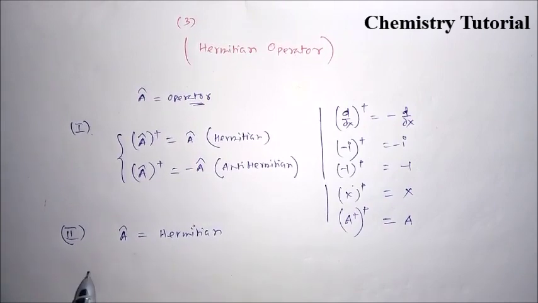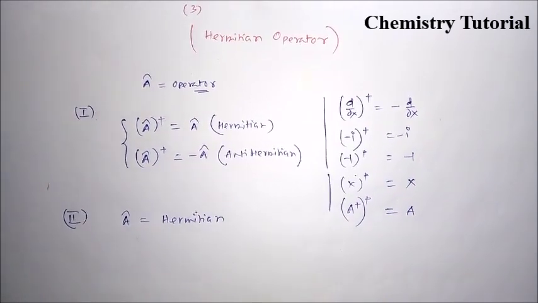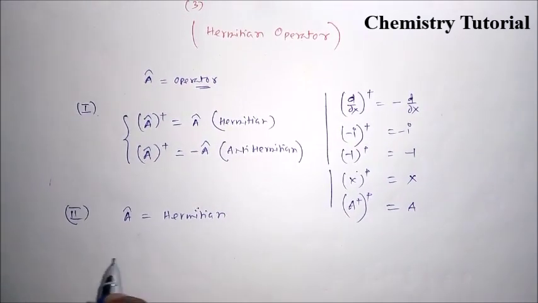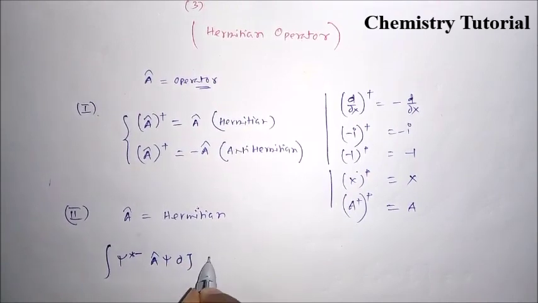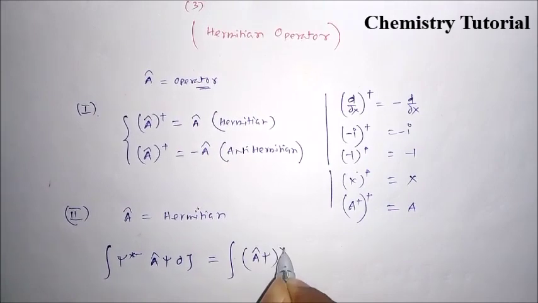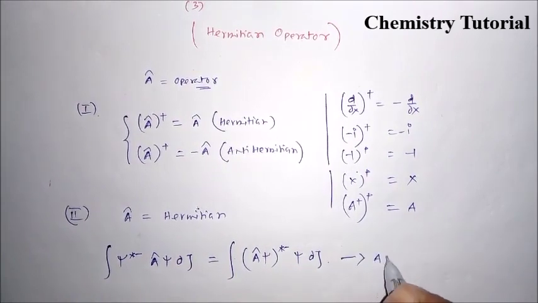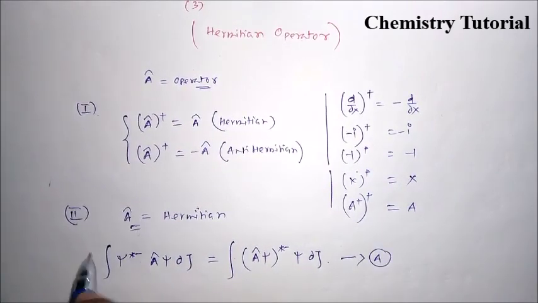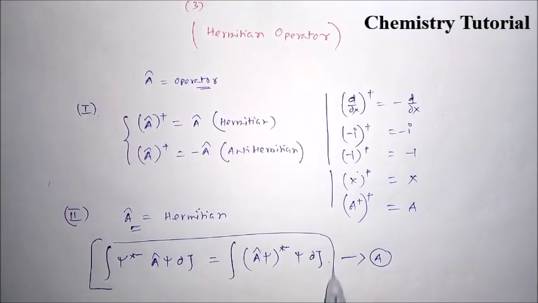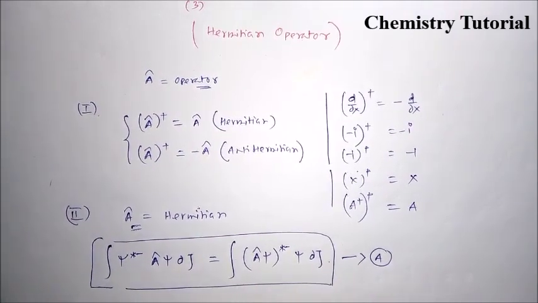In the second concept, an operator is said to be Hermitian when it satisfies the following condition: the integral of psi star, where psi is an arbitrary wave function, A cap psi d tau, equals the integral of A cap psi star times psi d tau. If an operator satisfies this condition, then it is said to be a Hermitian operator.